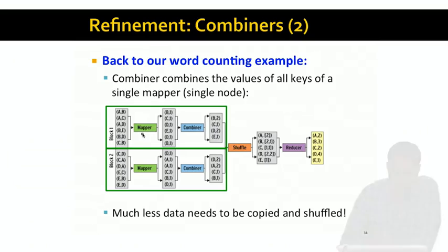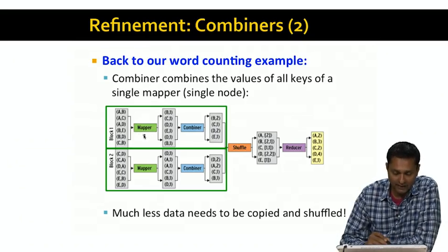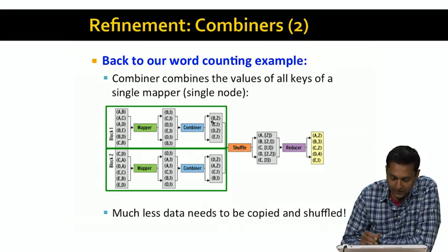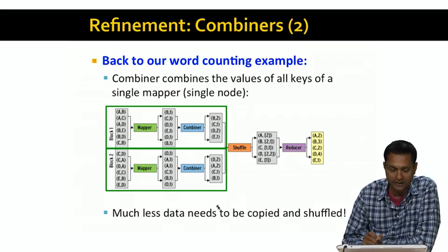Here's a mapper, and this is our word count example again. The mapper has B occurring once, C occurring once, D occurring once, E occurring once, D occurring once, and B occurring once again. Now the tuple B occurs 2 times in the output of this mapper. So the combiner, which is another function that is provided by the programmer, combines the 2 occurrences of B and produces a single tuple B, 2, which is then shipped over to the reducer. So instead of 2 tuples of the form B1 being shipped over to the reducer, a single tuple of the form B2 is shipped over. This way, much less data needs to be copied and shuffled.